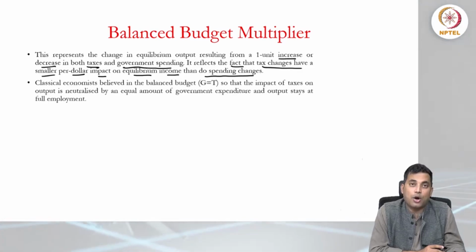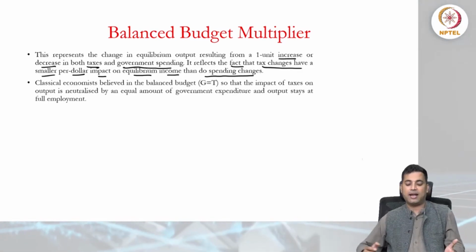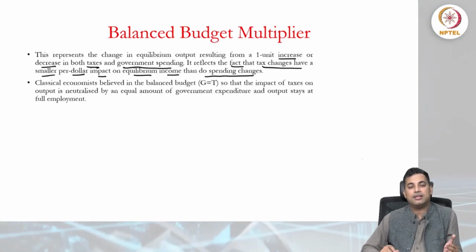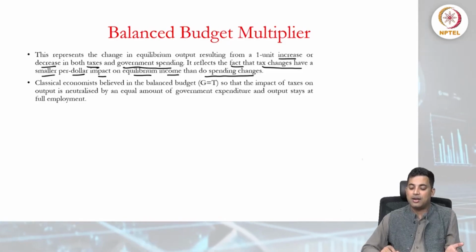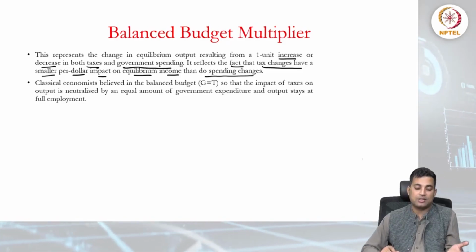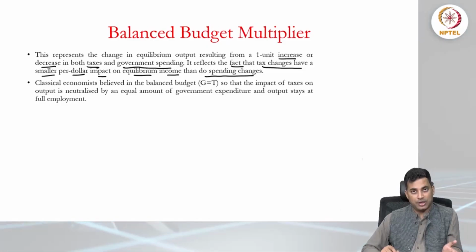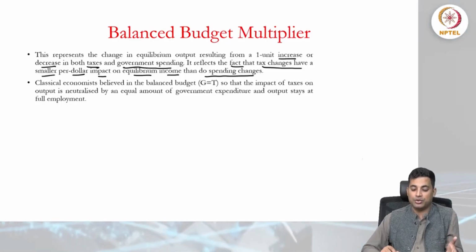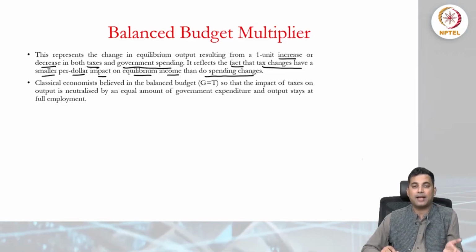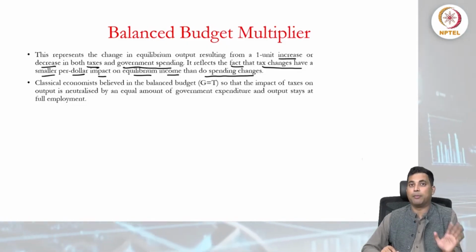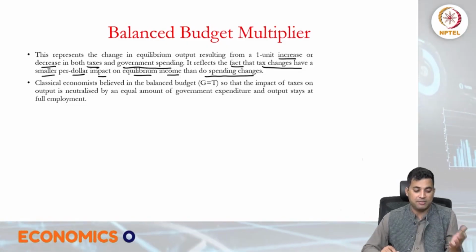Classical economists believe in a balanced budget, where G equals T, so that the impact of taxes on output is neutralized by an equal amount of government expenditure, and output stays at full employment. That is the classical economist belief.